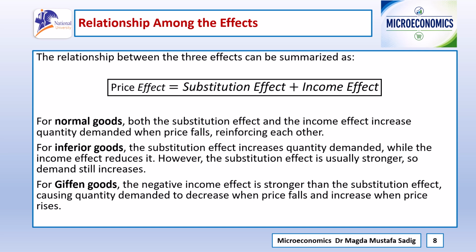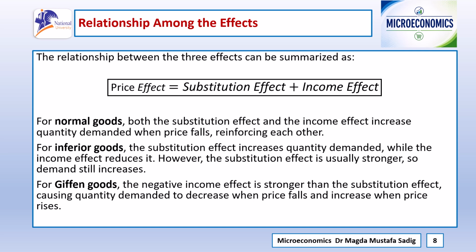We are continuing to explain the relationship among the effects. Now let us see how these effects differ across various goods. Price effect is equal to substitution effect plus income effect. For normal goods, both effects work in the same direction. The substitution effect increases demand. The income effect also increases demand. Therefore, quantity demanded rises significantly when price falls.